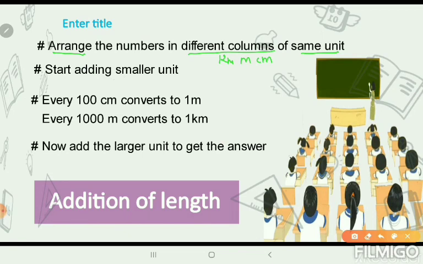Then you start adding the smaller unit. Which is the smallest unit? The smaller is centimeter. So we are going to start adding with the smaller unit. Also, we know that every 100 centimeters gets converted to 1 meter. So whenever we are adding the centimeters, every 100 centimeters will go to the meter column.